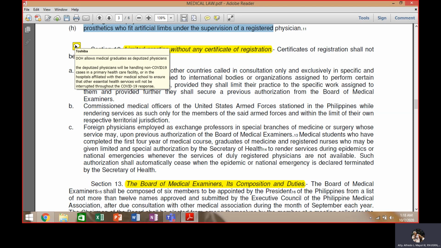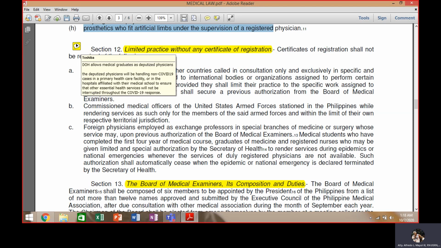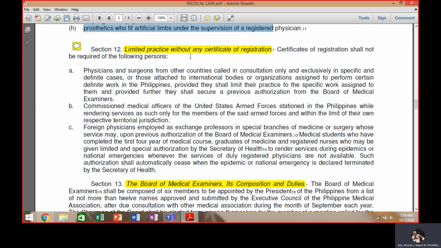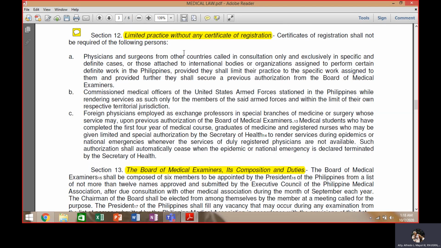So the deputized physicians will be handling non-COVID-19 cases in a primary healthcare facility or in the hospitals affiliated with their medical school to ensure that other essential health services will not be interrupted throughout the COVID-19 response. Okay? So if you are a graduate of a medical school, then right now, you are deputized as a physician, okay? Because doctors as frontliners are very important in this fight against COVID-19.